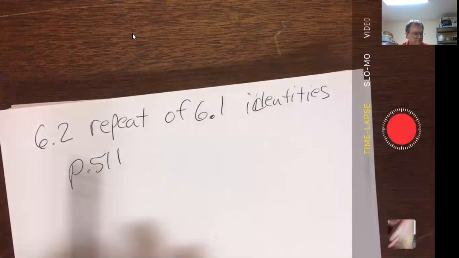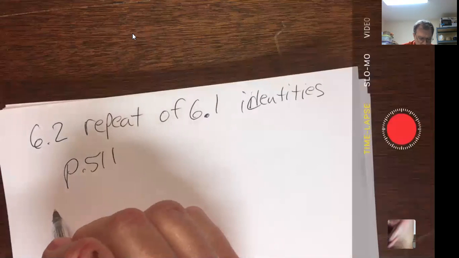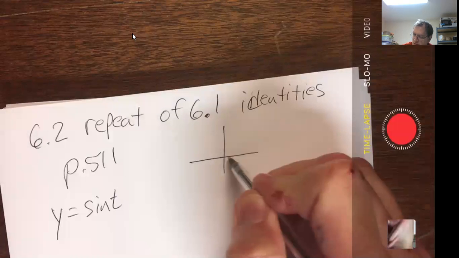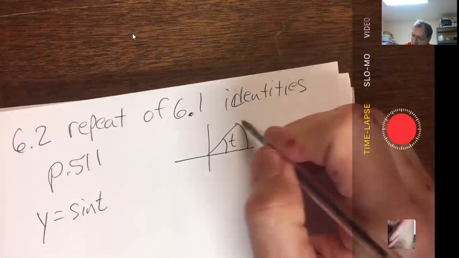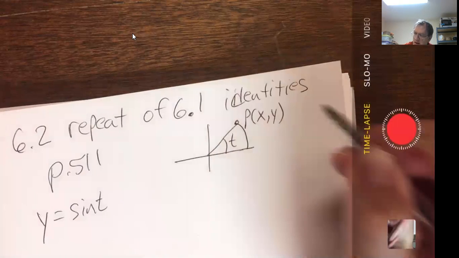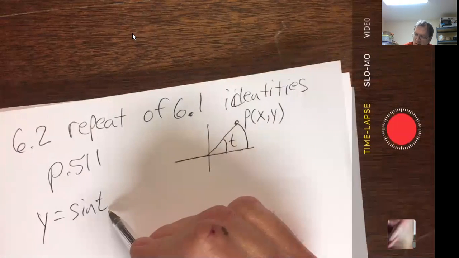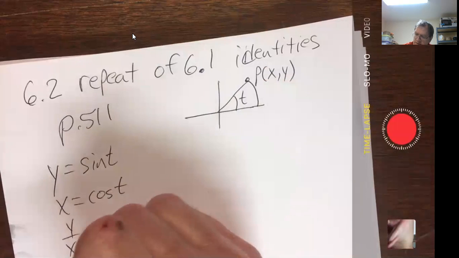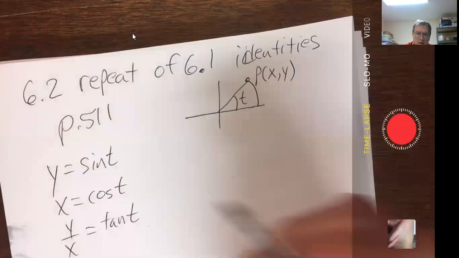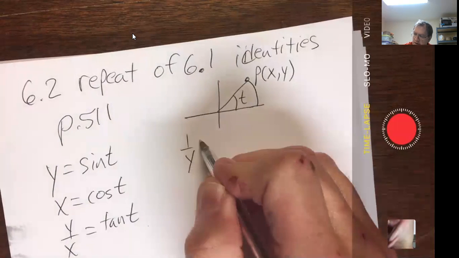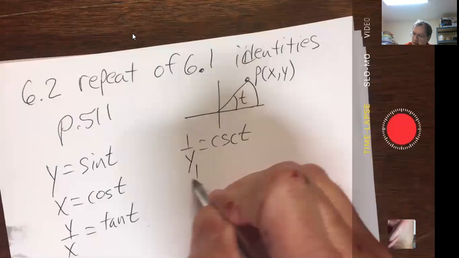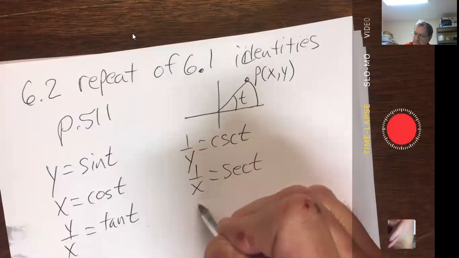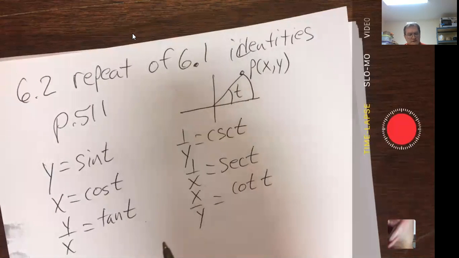Okay, so I'm going to flip them this way. Y is equal to sine of t. This is again on the circle, t there for the angle, coordinates X and Y. The Y coordinate is the sine of the angle around. The X coordinate is the cosine. Y over X gives you the tangent. 1 over Y gives you the cosecant. 1 over X gives you the secant. And X over Y gives you the cotangent. And you can almost see the formulas.